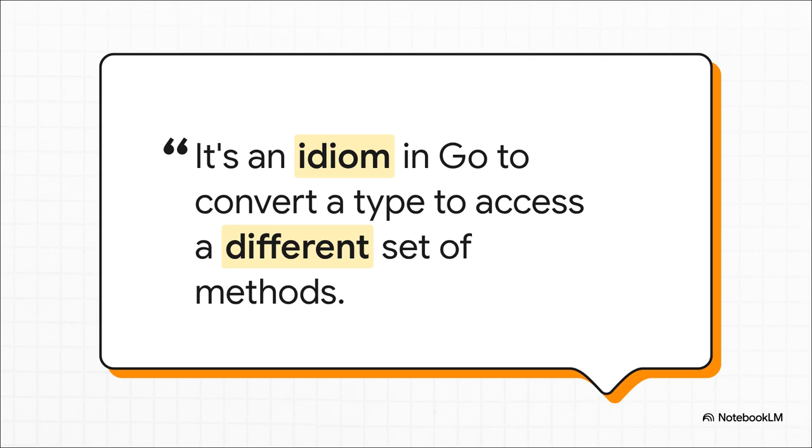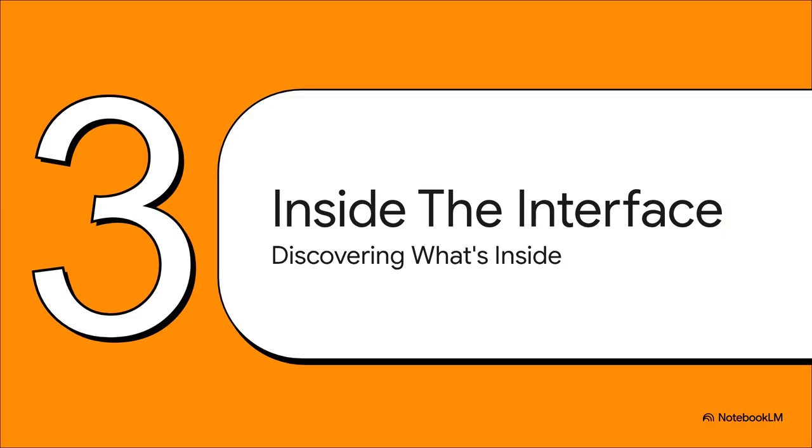And this isn't some weird hack. It's a core pattern in idiomatic Go. This idea of temporarily changing a value's type just to get at a different set of methods, that's how you keep your own types small and clean while still getting to use all the awesome functionality built into the standard library.